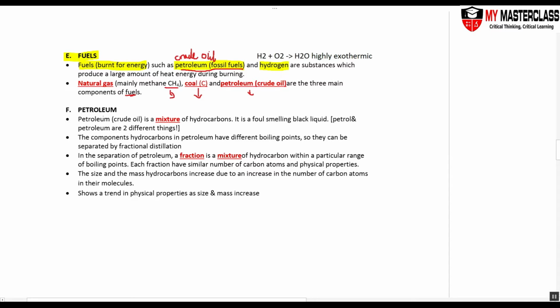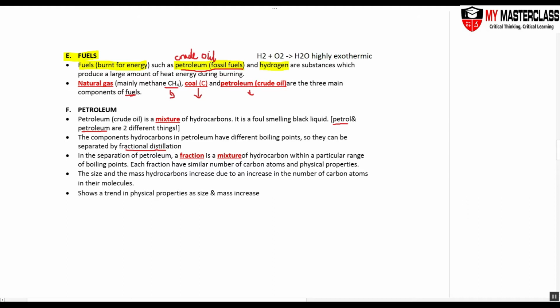Petroleum and crude oil is what we are going to look at in detail. Petroleum and crude oil are the same substance. We also call it fossil fuel. This is a mixture of hydrocarbons, a black foul-smelling liquid. Don't confuse the word petrol with petroleum. Petroleum is the crude substance. The hydrocarbons in petroleum have different boiling points, so they can be separated by fractional distillation.